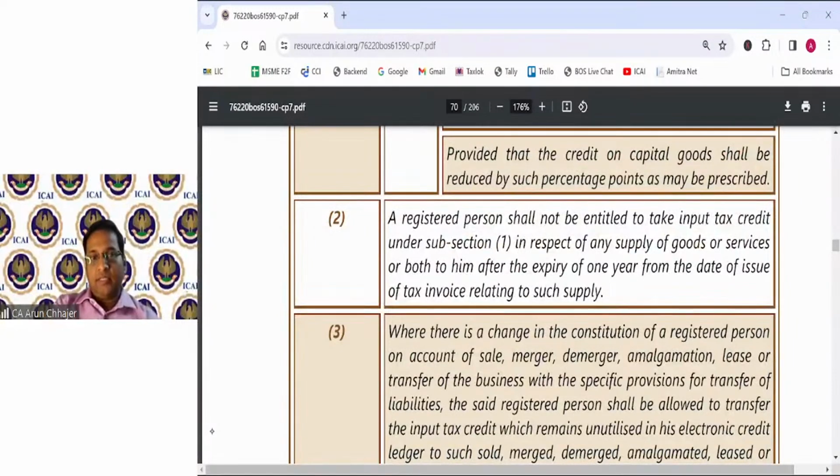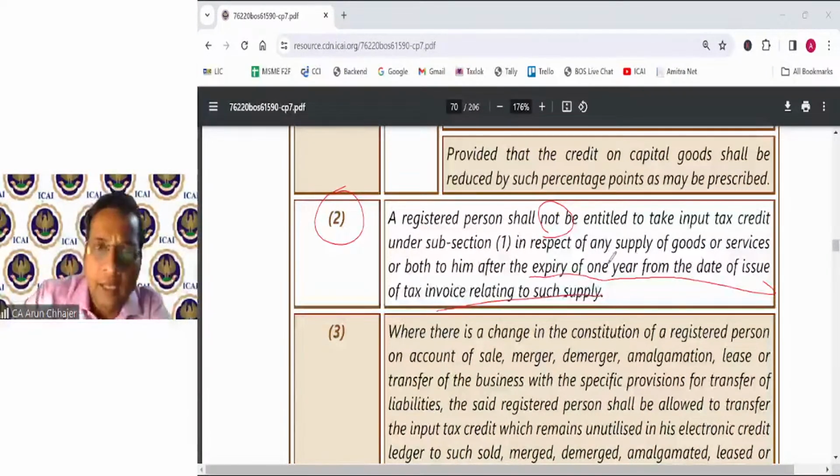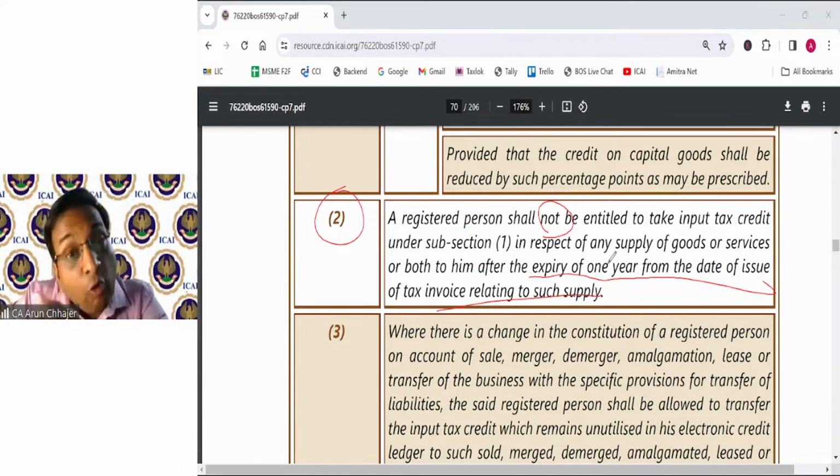Now, whatever we have discussed in clause A, clause B, clause C, clause D, for 18 subsection 1, it is saying that one is not entitled to take the ITC after the expiry of 1 year from the invoice. It means if that stock, semi-finished goods, finished goods or capital goods, whatever the material or packing or processed material is required, has been purchased older than 1 year, then for that invoice, you can't take the ITC in 18.1.